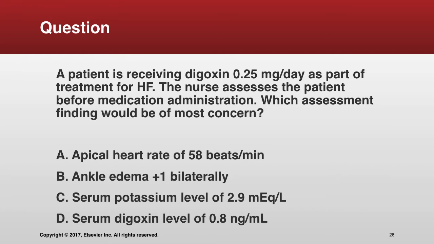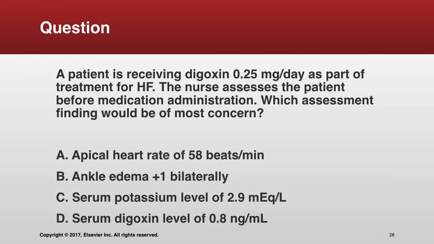So the correct answer on this is that serum potassium level of 2.9. The hypokalemia may precipitate digoxin toxicity, therefore it is of the biggest concern. The apical pulse is slightly under 60 beats per minute, but bradycardia may occur with digoxin therapy and the heart rate should be monitored. Now personally, I frequently have a heart rate of less than 60 and I'm not on digoxin.